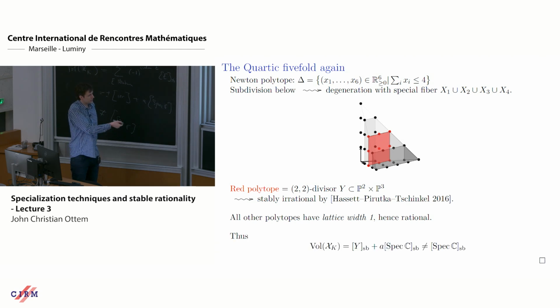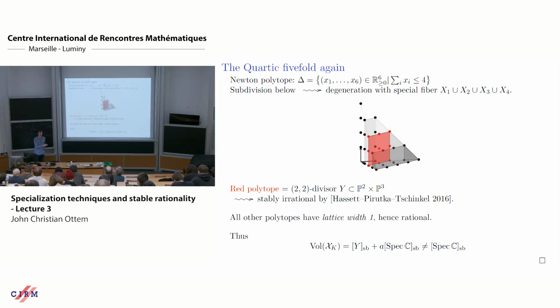In any case, what we get is something irrational, and then some pieces which are rational. And this simple argument here shows that the quartic fivefold is irrational. So this is a different proof than what we had, because in the previous lecture we degenerated the quartic fivefold into 2 components.